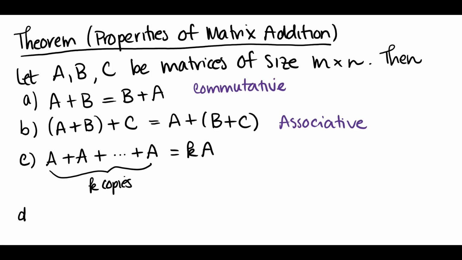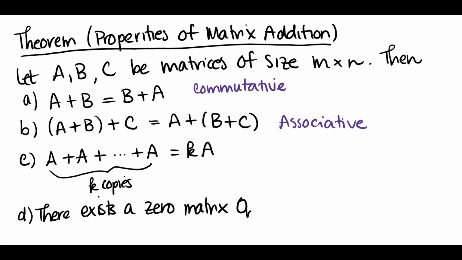All right. D, there exists a zero matrix, call it O, such that A plus the zero matrix equals A. So that's what I was talking about, that there exists an additive identity: if we add 0 to the matrix, then it just stays the same. Okay, so that's an additive identity.